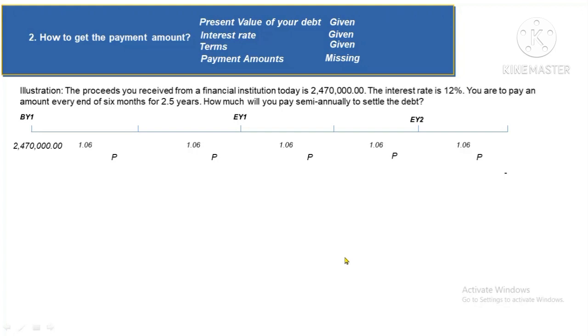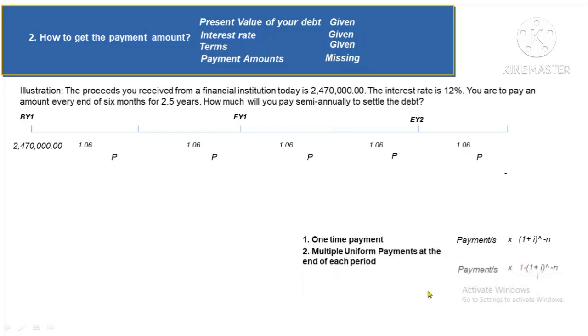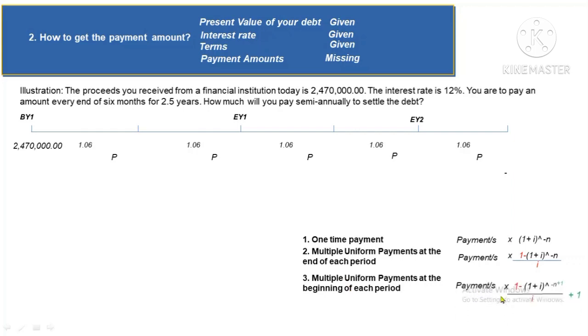But first, let's go back to the formulas that we've learned a while ago. So we have three formulas. If it's a one-time payment, we're going to use payments times 1 plus i raised to the power of negative n. But if the problem is dealing with multiple uniform payments at the end of each period, that would be payments times 1 minus 1 plus i raised to the power of negative n, over i. But if we're going to deal with multiple uniform payments at the beginning of each period, we're gonna use payments times 1 minus 1 plus i raised to the power of negative n over i, but in this one, we have plus 1 on the negative n and the final plus 1.